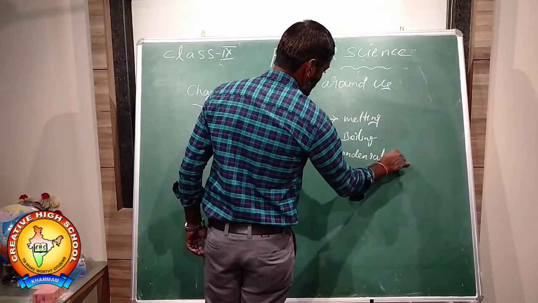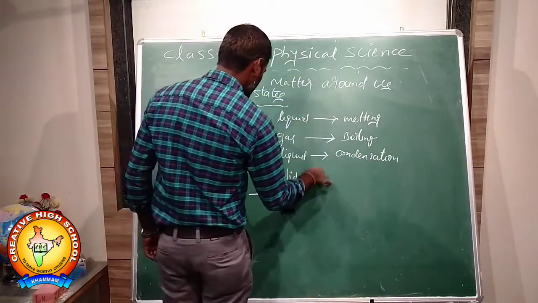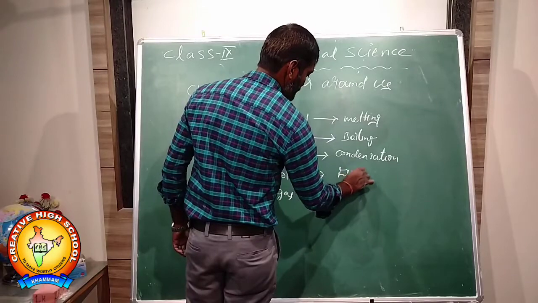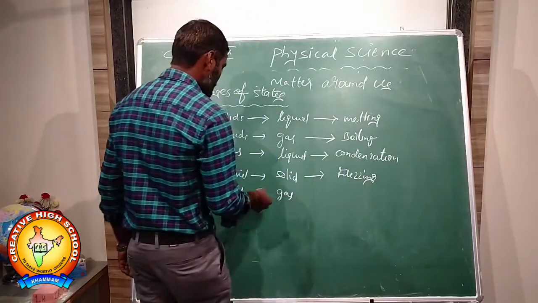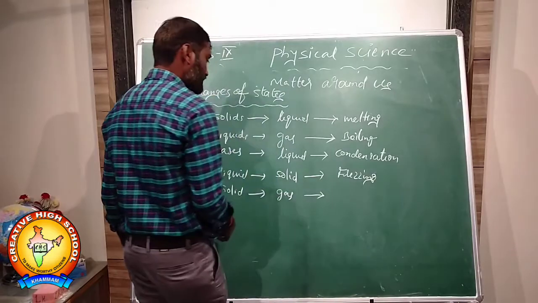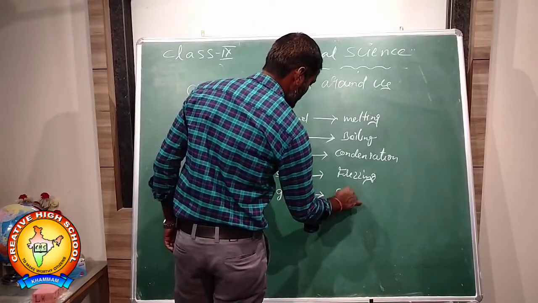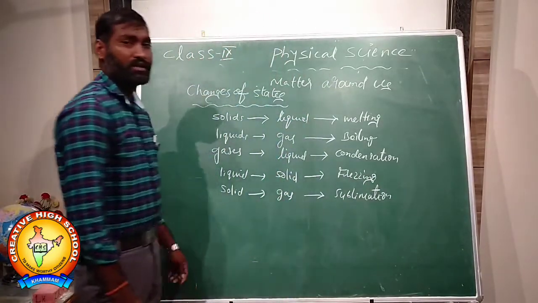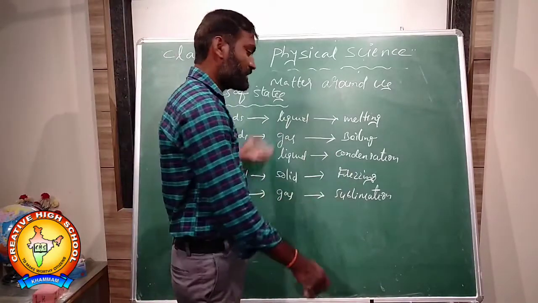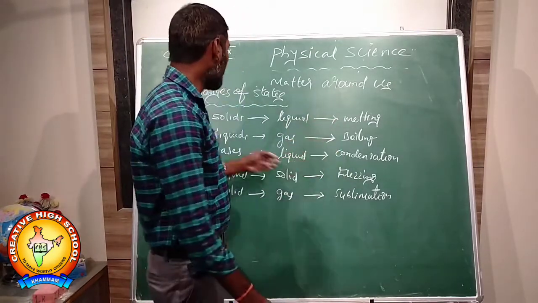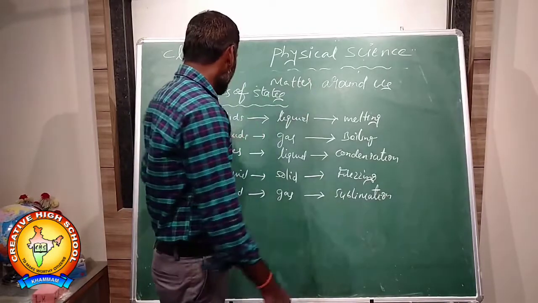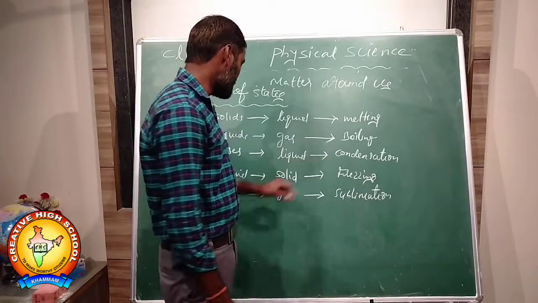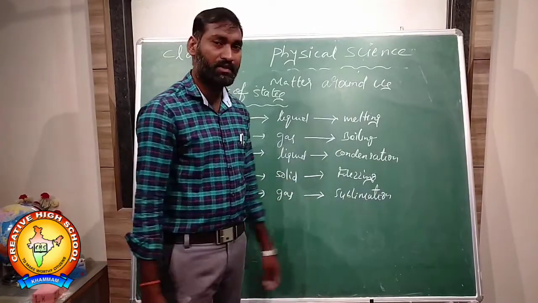Liquid to solid is freezing. Solid to gas directly is called sublimation. I already gave all this information in previous physics classes. Solid to liquid, melting. Liquid to gas, boiling. Gas to liquid, condensation. Liquid to solid, freezing. Solid to gas is sublimation. Did I give this information or not?